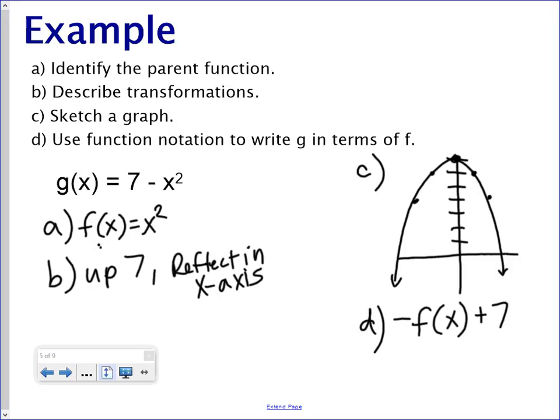Now last year in Algebra 2 you probably encountered some issues where the order of your transformation mattered. So in this case, because we have positive 7, we must have reflected before we did our vertical translation. Okay. Because if you do your vertical translation and then reflect the graph over the x-axis, then you'd actually be at negative 7 for your vertex.